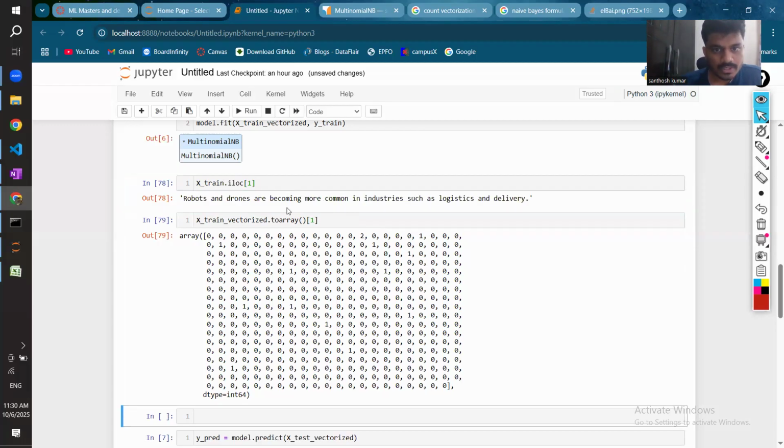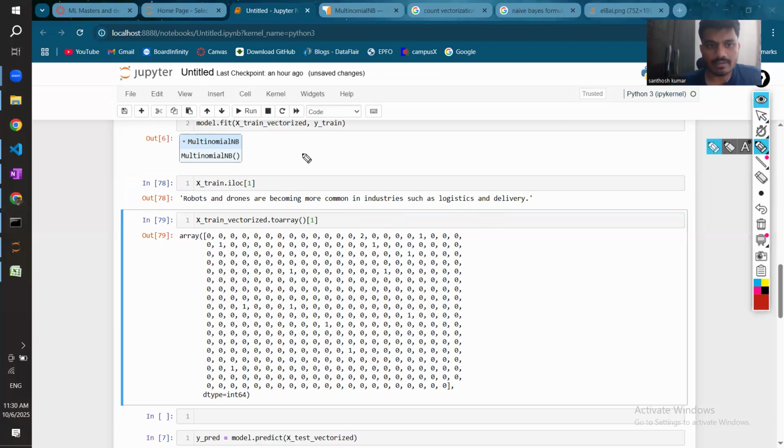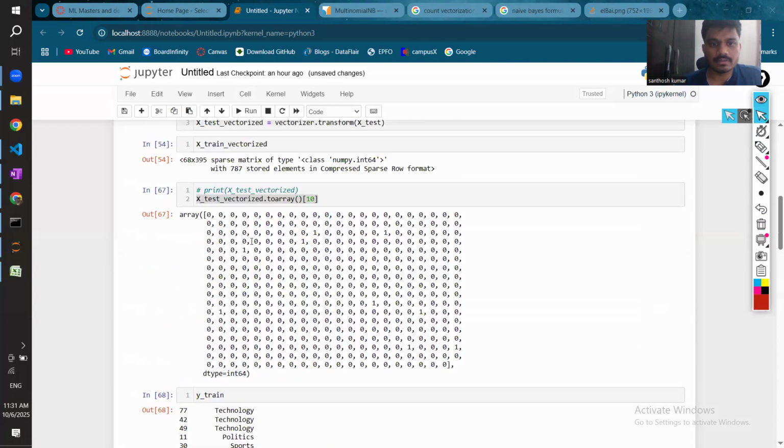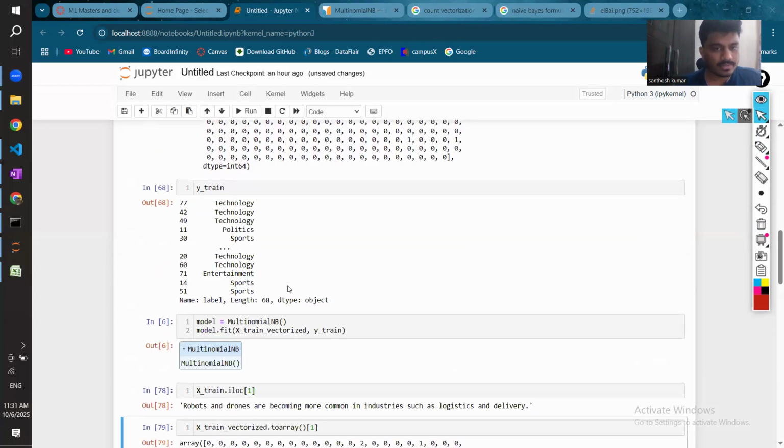In the statement, robots and drones are becoming common in industry and logistics, the word "and" is repeated two times, so it will count two. That's why it's called count vectorizer: it counts how many times each word occurs. That's a good example.